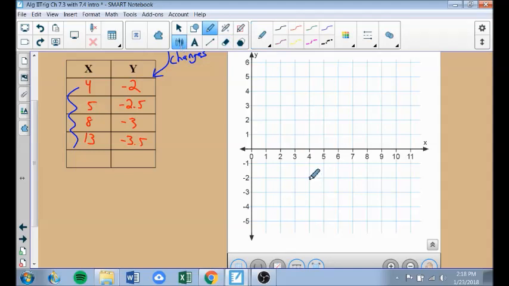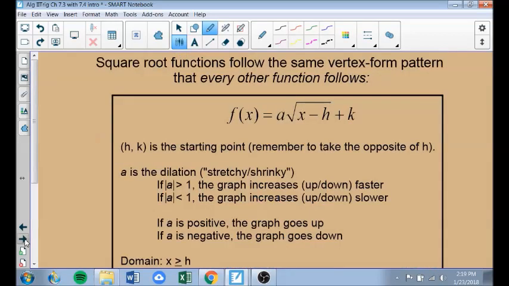4, negative 2, 5, negative 2.5, 8, negative 3, 13, negative 3.5. About here, probably. Domain is the set of all x such that x is greater than 4, greater than or equal to. Range is the set of all y such that y is less than or equal to negative 2. I don't care if you use interval notation, which I did last time, or set notation, which I did this time. But let's formalize all these patterns.